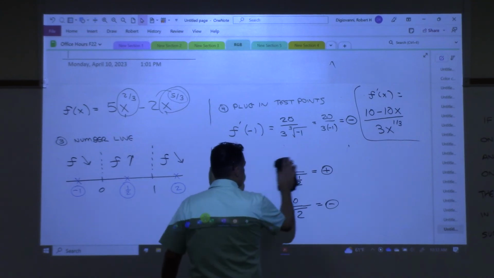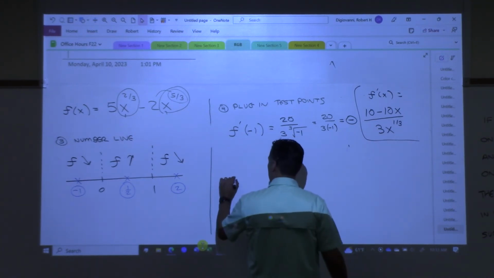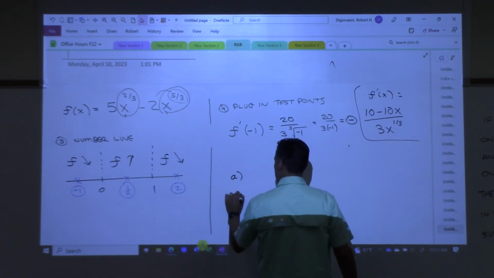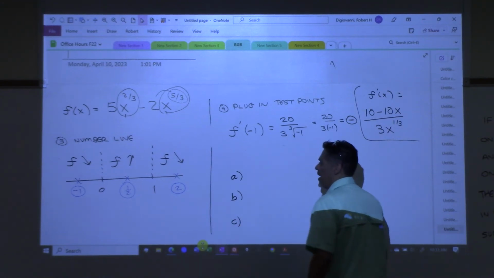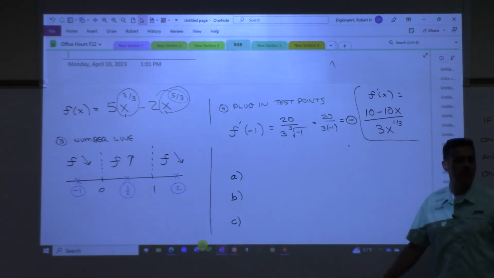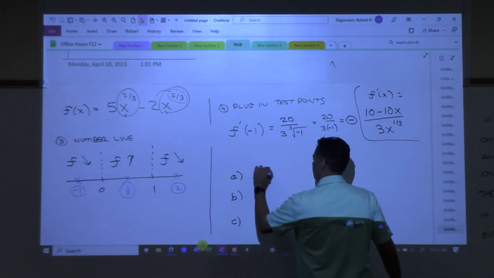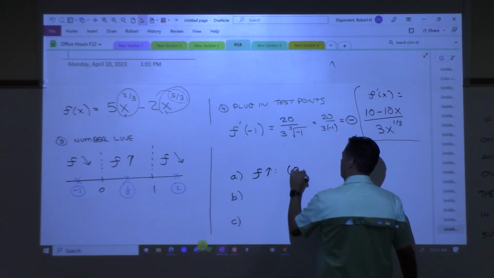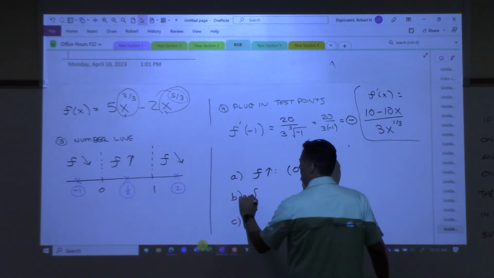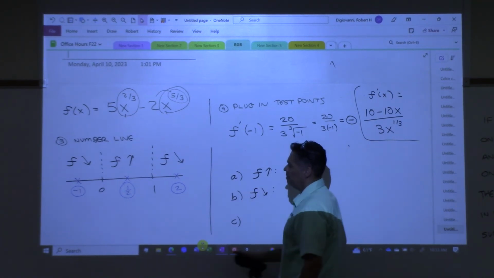I think I'm ready to get my final answer now. Part A, part B, part C. For part A, where's the function going up? Between 0 and 1. Okay, part B, where's the function going down?